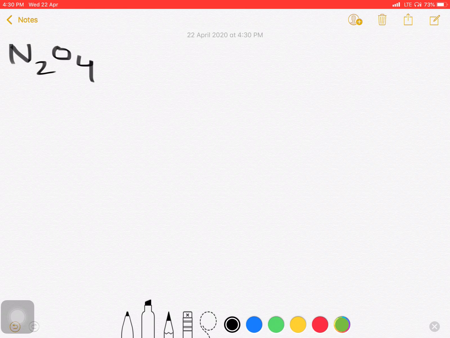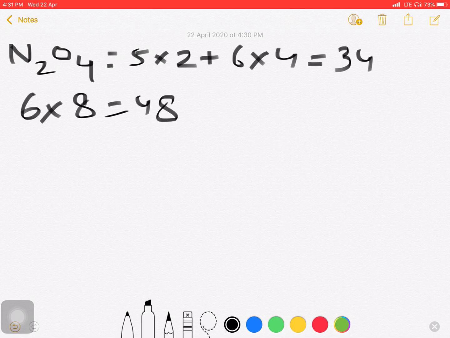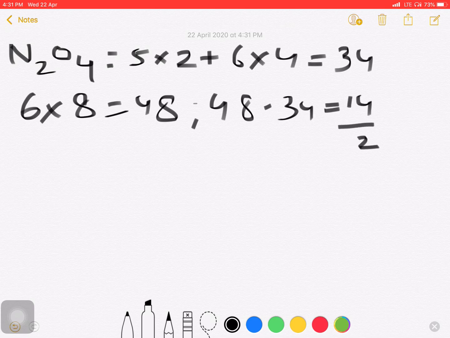Got everybody? Still, I will explain in the normal classical way. N2O4: 2 comma 5, so it's basically 5 into 2, plus oxygen is 4 comma 6, so 6 into 4, that'll be 24 plus 10, so that's total 34. 4 plus 2, 6 atoms to have a complete octet. 6 into 8, that's 48. Now 48 minus 34, that's going to be 14. Divide by 2, so that's going to be 7. So there will be totally 7 bonds.